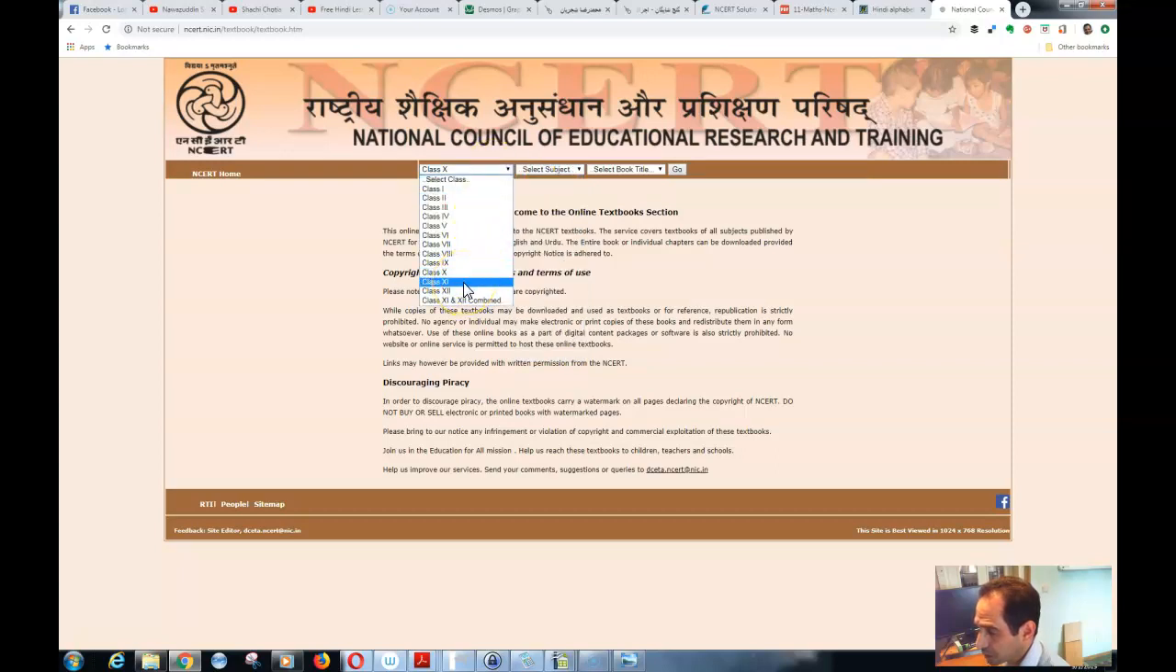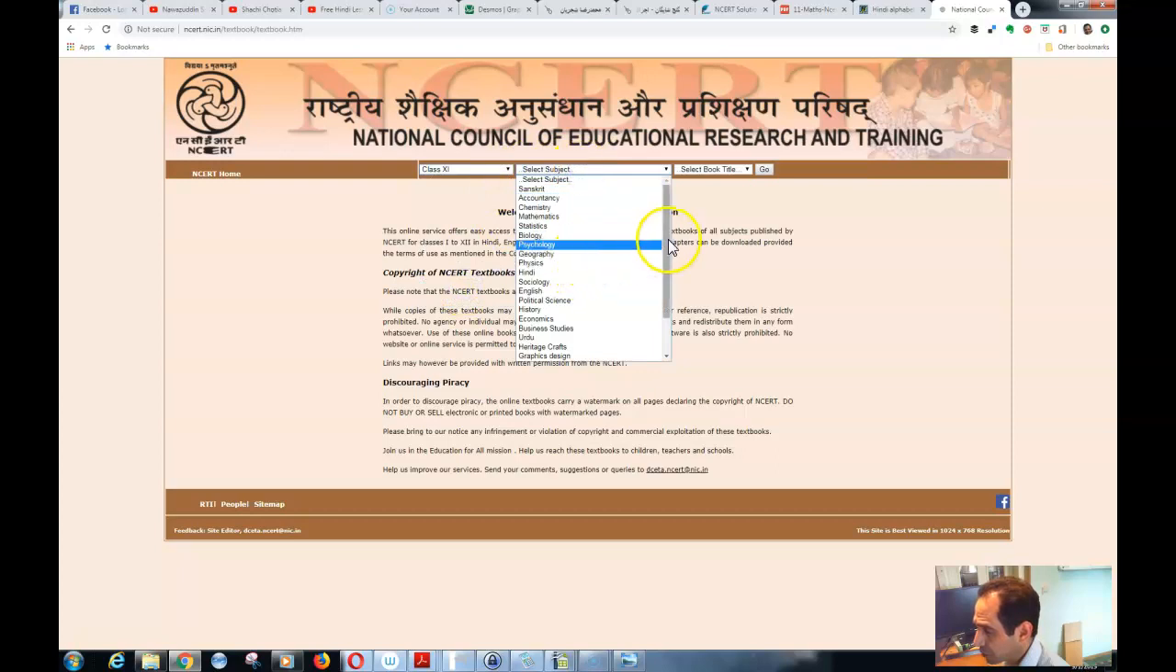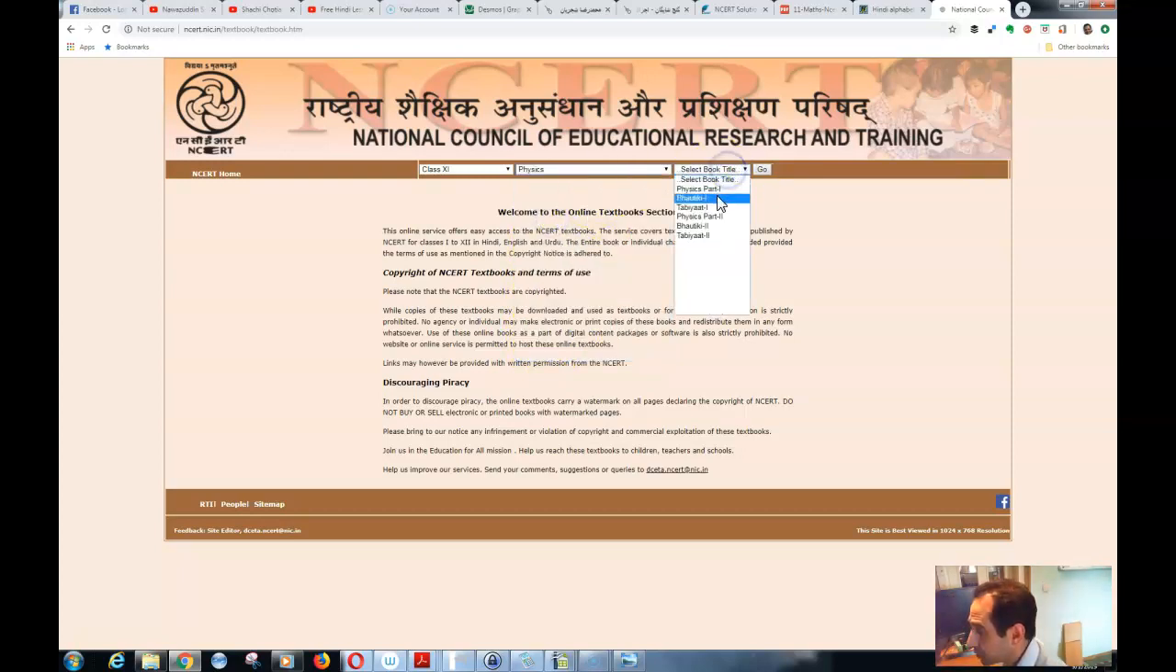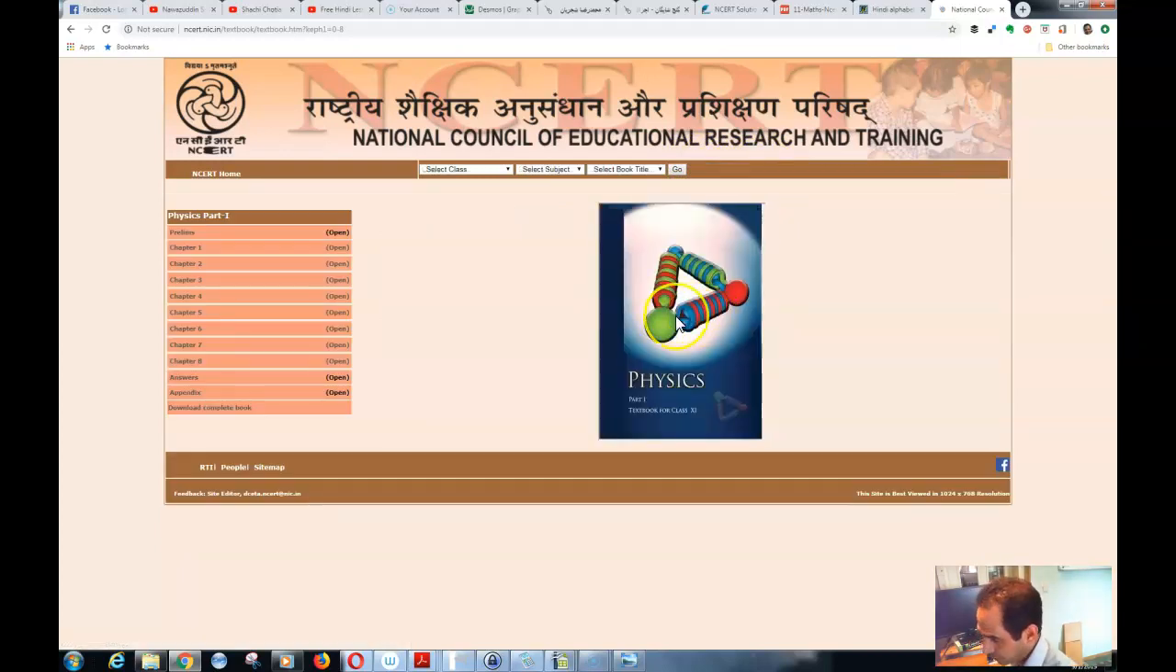If you go to class 11, you see all of these subjects that they do in high school, and there is physics in there. There is physics, and then there is part 1 and part 2. For example, you can go for part 1 and click go, and you will get the book over here. Of course, I've chosen this book for a couple of reasons.